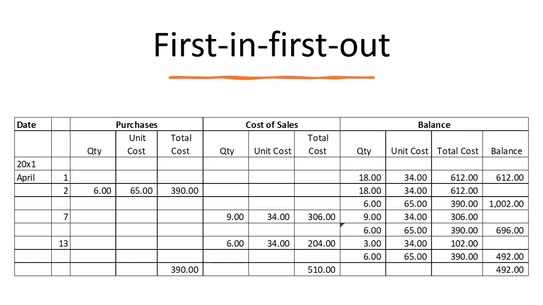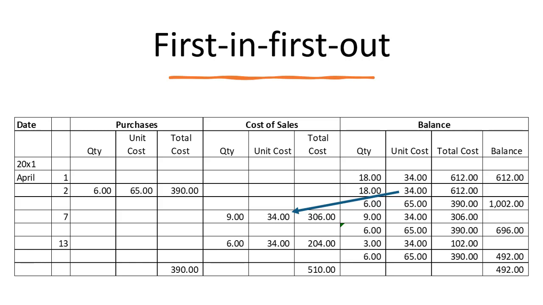Then we have the sale. Okay, so on 7th April, we have a sale of 9 units. Because we're using first in, first out, the first item that we had purchased should be the first one out of our business. So what it will illustrate here is that because we still have 18 units from our opening balance, we will get the costing of those 9 units from the opening balance. Okay, so 9, of course, multiplied by unit cost, you have 306.